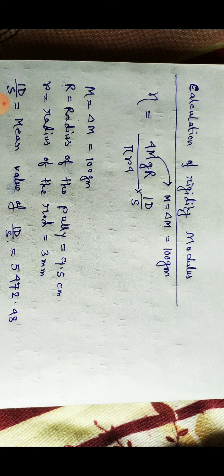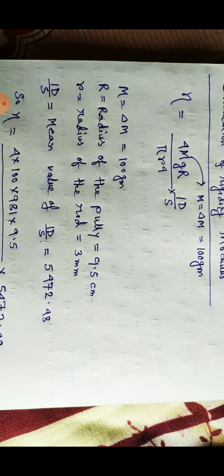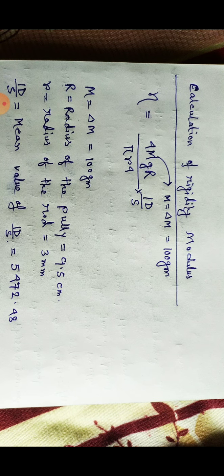And capital R is the radius of the pulley, that is 9.5 cm, and small r is the radius of the rod, that is 3 millimeter. And id by s is a very important part. We have to use the mean id by s, which we get from the previous table. There are 4 values of id by s, so you need to calculate the mean id by s, where the mean id by s value is say like 5472.48. So we have to put all the values in this formula and then you get the final value of eta, okay, in CGS unit, okay. Thank you.